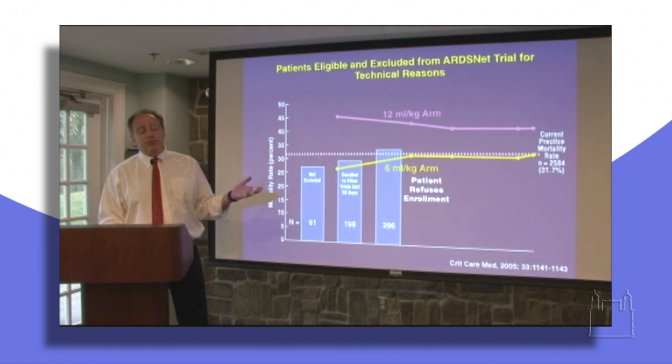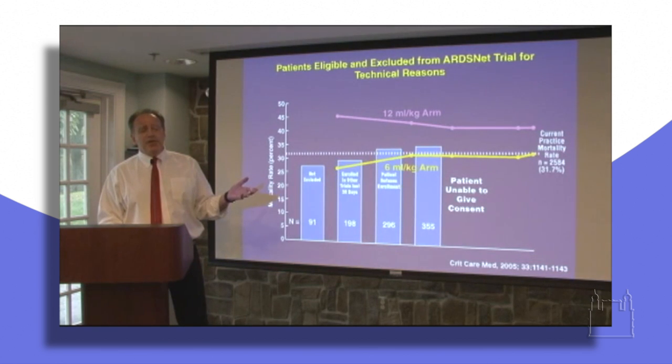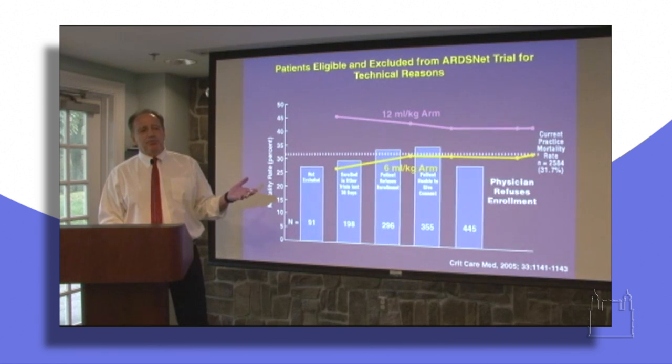Of these, 296 patients refused enrollment; their mortality is pretty close. Another 355 patients weren't able to give consent. Their mortality is close to 30%. This is the most interesting group.